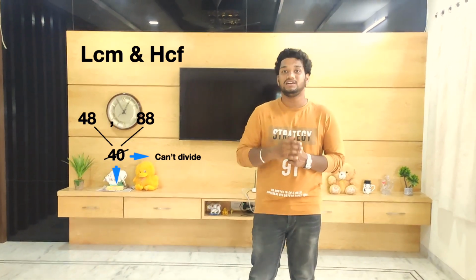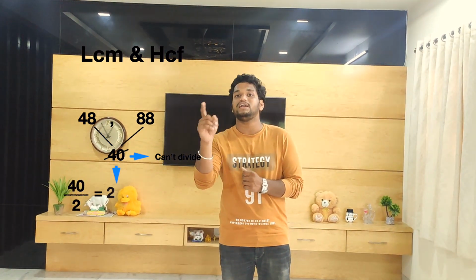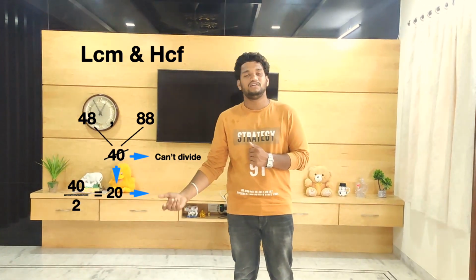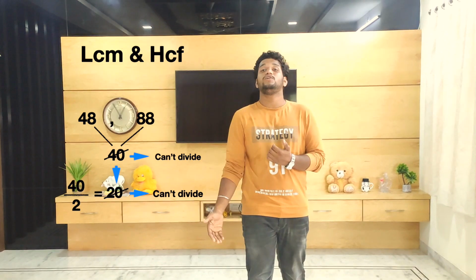Next, what you have to do? You have to take the next lowest factor for 40. What is the next lowest factor for 40? 20. Now, by using 20, we have to check whether it can divide 48 and 88 or not. Is it possible to divide 48 and 88 with 20? No, absolutely it's not possible. Next, what you have to do?